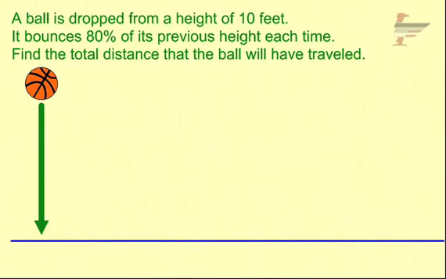A ball is dropped from a height of 10 feet. It bounces 80% of its previous height each time. Find the total distance that the ball will have traveled. So let's talk for a second about what is happening in this example and why this falls under the chapter that we're in.